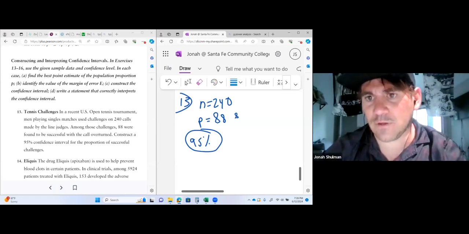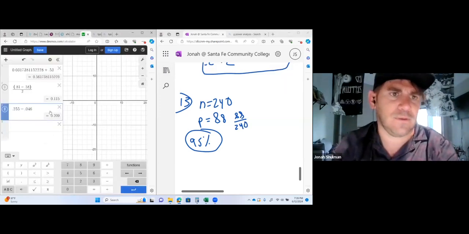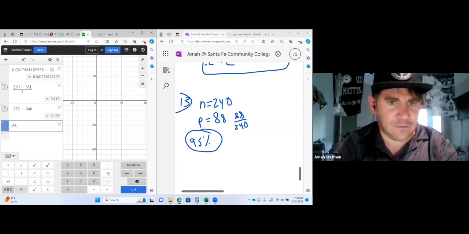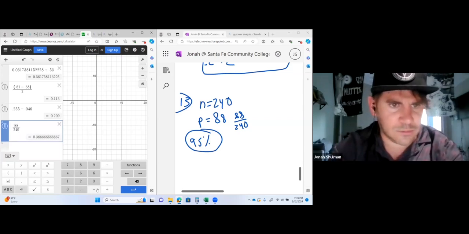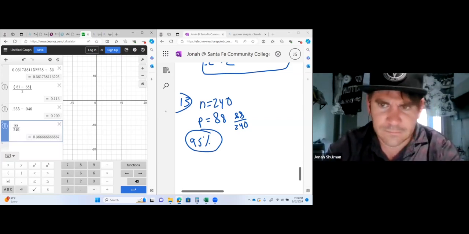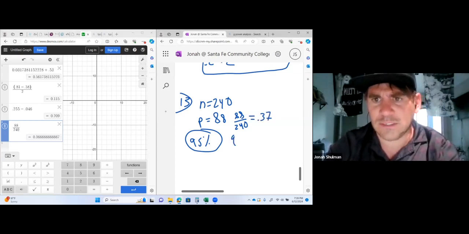So this is all we get. I know it's not a lot, but basically I need this as a percentage. So first thing I have to do is 88 divided by 240. That's my first step to figure out what the p is. 88 divided by 240 is 0.366. I'm just going to do 0.37. So that's p. So that makes our q what?